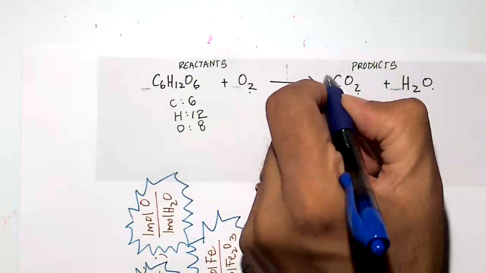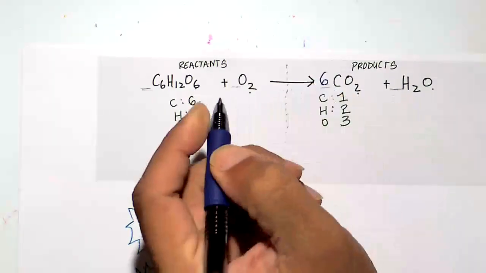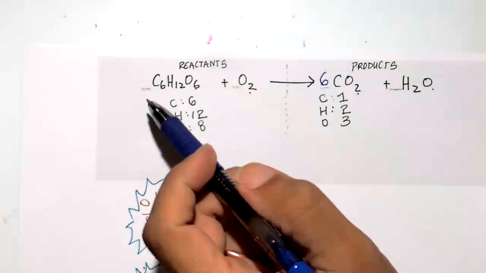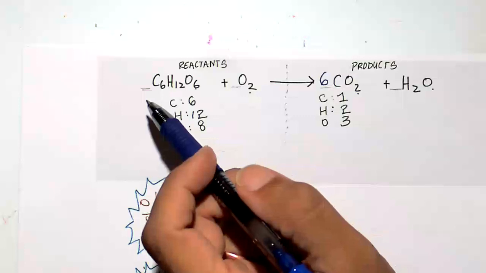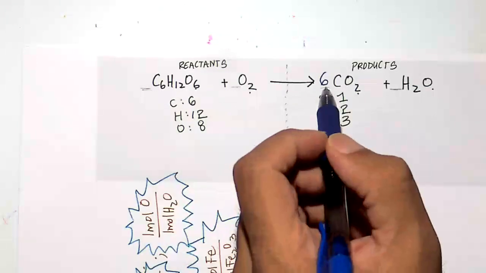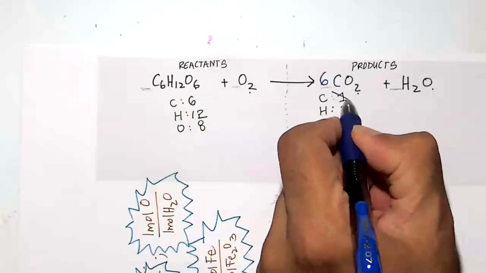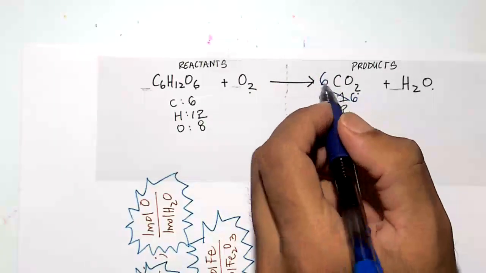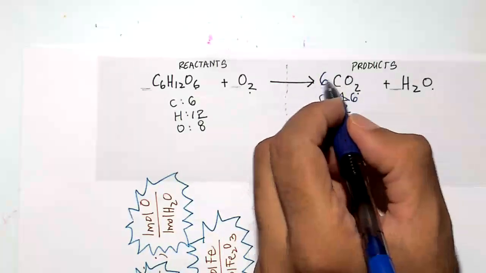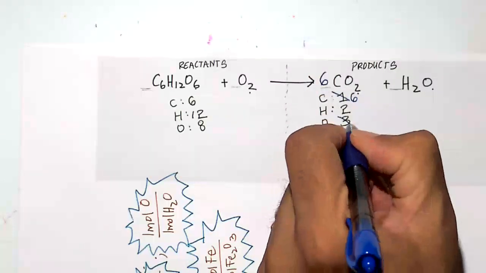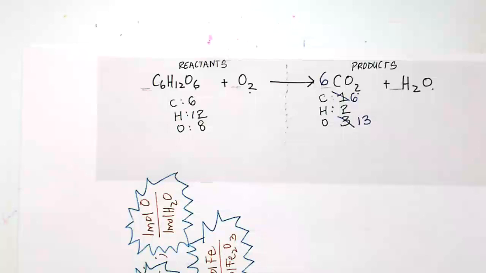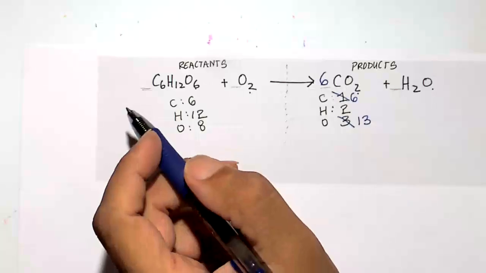So to me, the obvious one is to go for the carbons, 6. Okay. Remember, we only put numbers in front of the molecule, correct? All right, so how many carbons now? How many hydrogens? 2. How many oxygens? 13. Okay, 13.